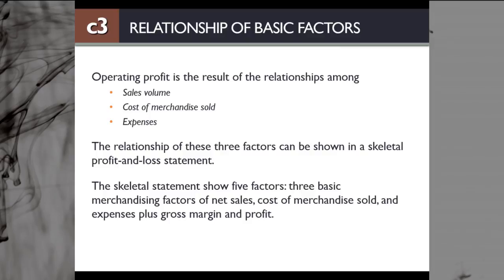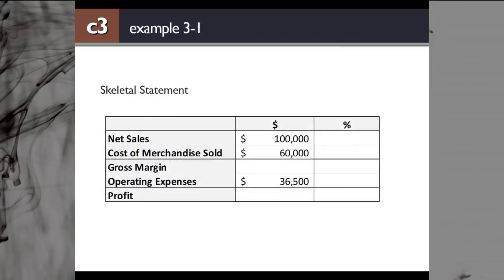Let's talk about the 5 important factors to make this skeletal profit and loss statement. First, it includes the 3 basic merchandise factors we discussed already. That includes net sales, cost of merchandise sold, and expenses. And you will add two additional factors, gross margin and profit. If you look at the example, it's going to be much easier to understand. So go ahead and look at this example.